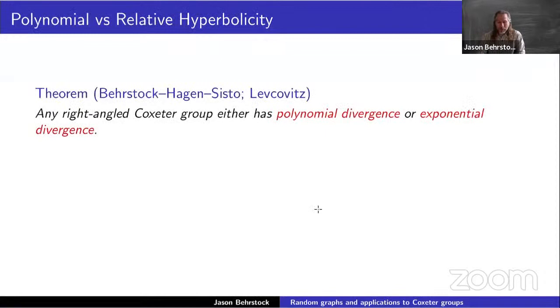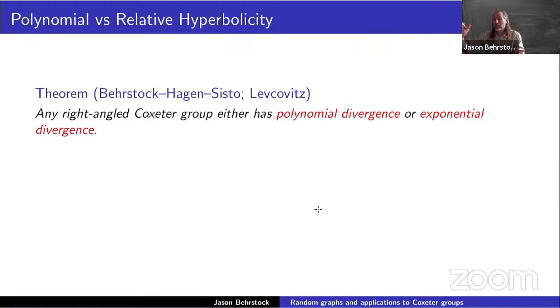The next step is a theorem that I proved with Mark Hagen and Alessandro Sisto, which, combined with a theorem of Levcovitz, proves that any right-angled Coxeter group is in one of two categories. Either it has exponential divergence, as the hyperbolic ones do, or it has exactly polynomial divergence. The original theorem that my collaborators and I proved was that it has at most polynomial divergence, but getting the lower bounds is complicated, and that's what Levcovitz proved.